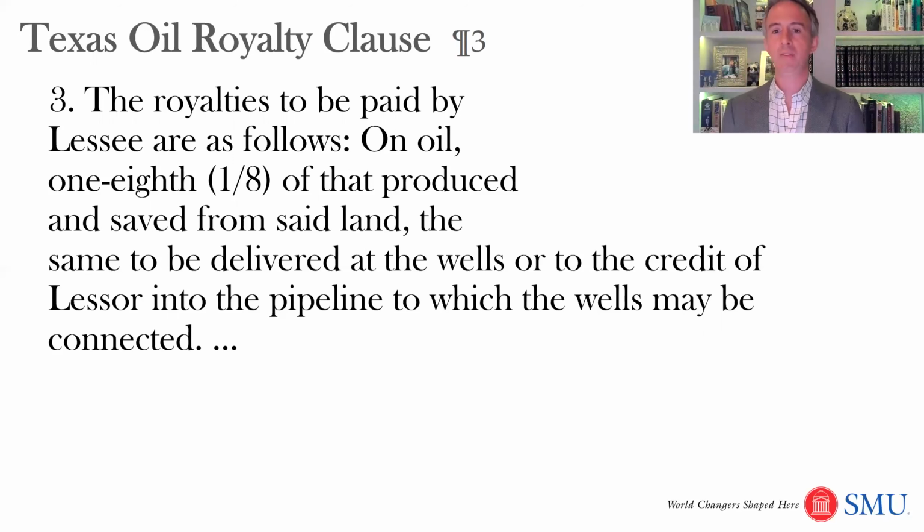Here's an example of a Texas oil royalty clause. The royalties to be paid by lessee, oil and gas company, are as follows. On oil, 1/8 of that produced and saved from said land, the same to be delivered at the wells or to the credit of the lessor into the pipeline to which the wells may be connected. All right, so what is this? Is this money or oil? This is actually just oil. So give me 1/8 of all the oil that's produced from this well.